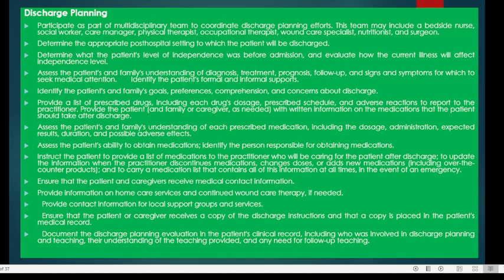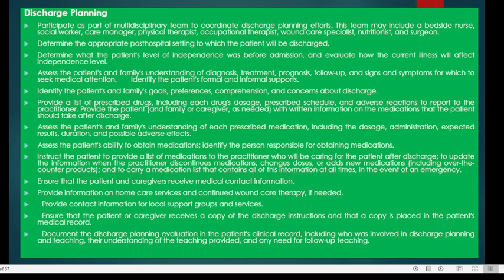You need to participate in the multidisciplinary team to coordinate the discharge planning efforts. This team will include other nurses, social workers, care managers, physical therapists, occupational therapists, and wound care specialists, including the surgeons and the nutritionist. So here, you need to determine the appropriate post-hospital setting to which the client will be discharged. Is it at home, in a nursing home?